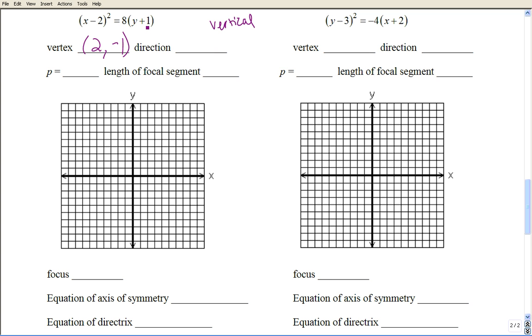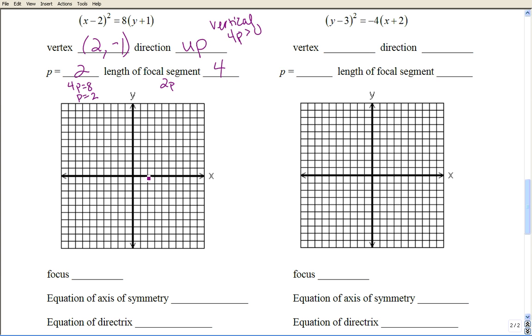So then what we have to do is look at this 4p term of 8 and think, is that greater than or less than 0? Well, it's greater than 0, so that means it will be opening up. And again, that 8 is 4p. So 4p equals 8, so then p would equal, divide both sides by 4, and you get 2. And then the length of the focal segment, remember that is 2 times p, so 2 times 2, we get 4. So let's start graphing this.